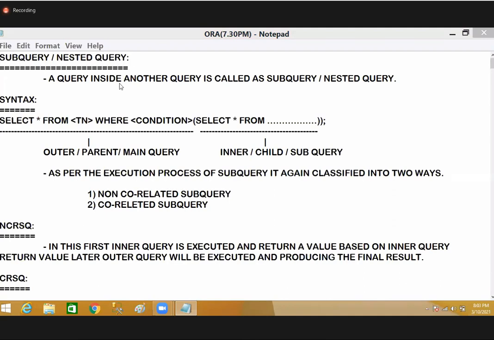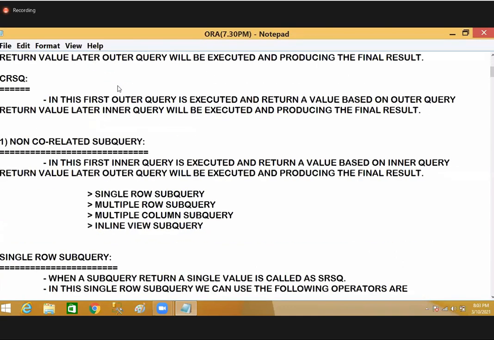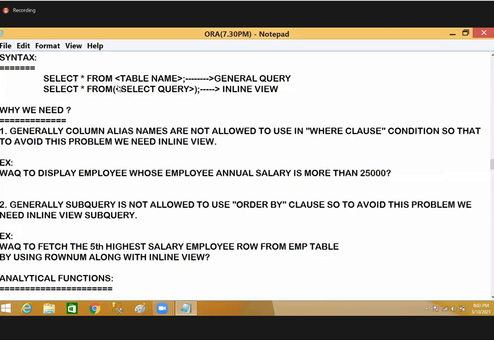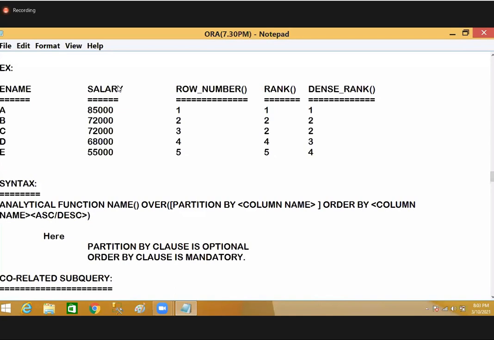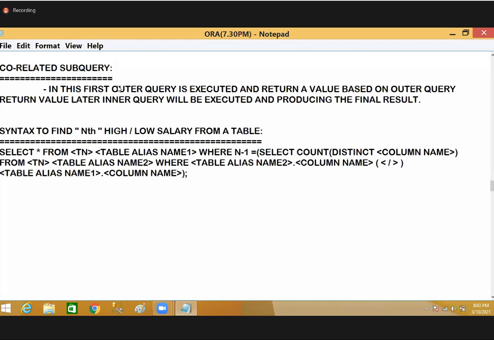Okay, right. So in the last session, we started correlated subquery, and I gave one example here. But this is your correlated definition and the syntax for how to find the nth highest or lowest salary from a table. Now observe here, how this query will be used for finding the nth highest or lowest. Let us see.